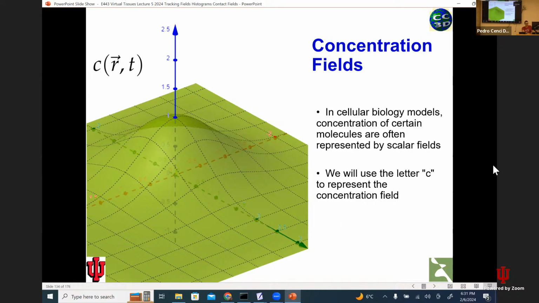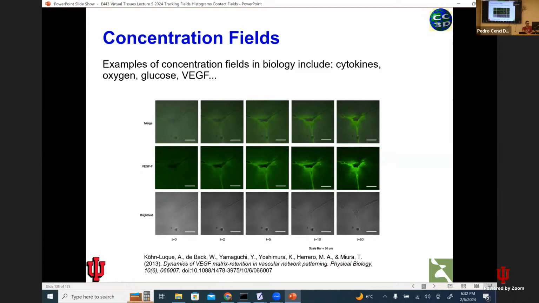Concentration, we use the letter C, and it represents basically the density of a certain molecule in space. You can normalize that so it's between 0 and 1, if this molecule saturates, etc. One example is VEGF, and generally in experiments, concentration is given by fluorescence. So you tag the molecule with an antibody, or radioactive leucine to tag certain proteins, and then by imaging, you can get a sense of how concentrated it is.